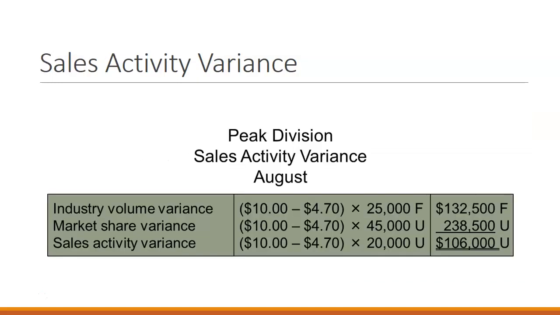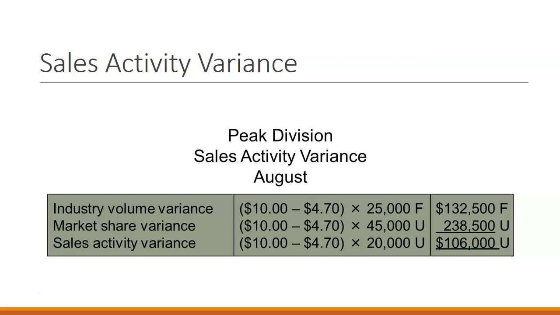So then we would look at our sales activity variance. Our standard or budgeted contribution margin is $5.30 per unit, our $10 sales price less our $4.70 in variable costs, multiplied by the 25,000 units increase in Peak's share of industry sales. That gives us a $132,500 favorable industry volume variance.